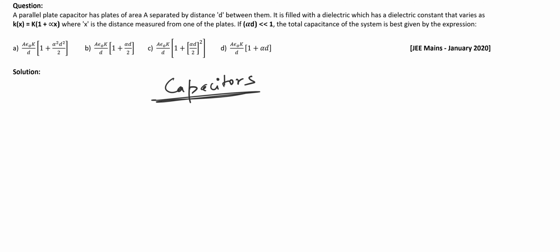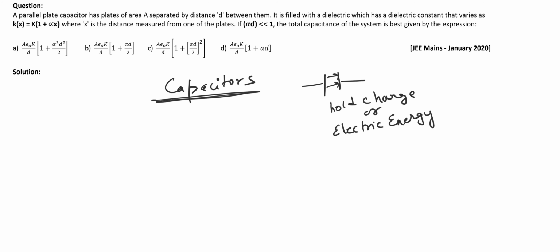What are capacitors? Capacitors are the devices which are used to hold charge or electric energy. So if I want to hold electrical energy, then these capacitors would be the perfect device to do that. Okay, so these are the capacitors. And what does the question say? The question says that a parallel plate capacitor has a plate area A separated by distance d between them.